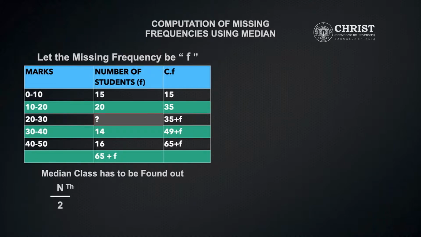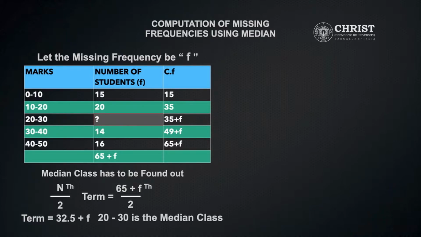So to find the median class, the total of the frequency is 65 plus F. So the n by 2th term is 65 plus F divided by 2, that is equal to 32.5 plus 0.5F. Now you have to see where 32.5 plus 0.5F falls. So check the cumulative frequency values. When you check, you can see that it's between 20 to 30. So we got the median class.